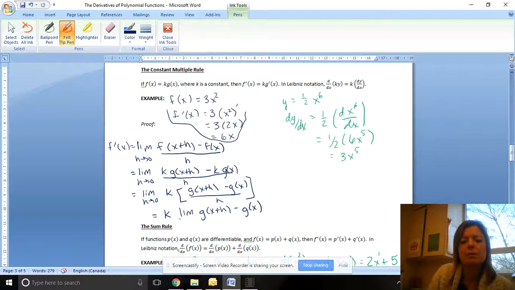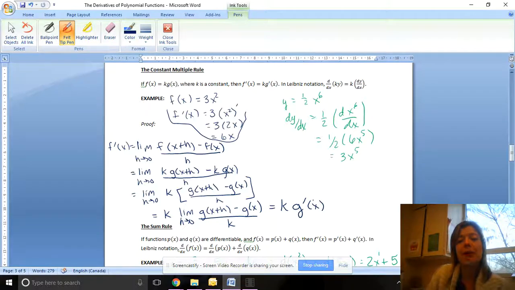Okay, so now we just have k times this limit, and we know that that limit can be rewritten as g prime x, because that is the definition of g prime x. So there you go. That's that proof.